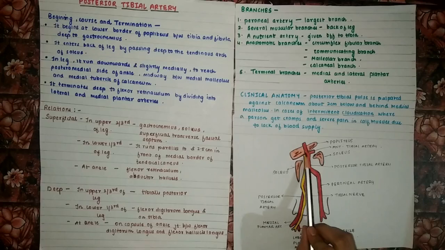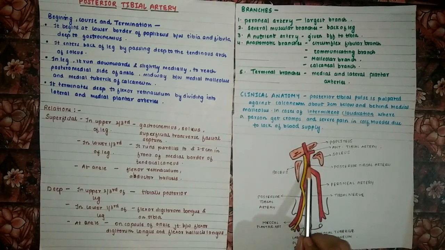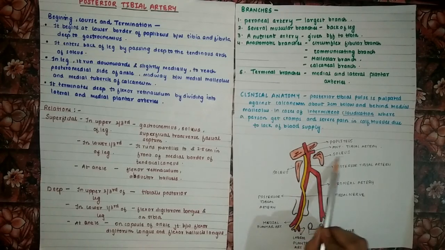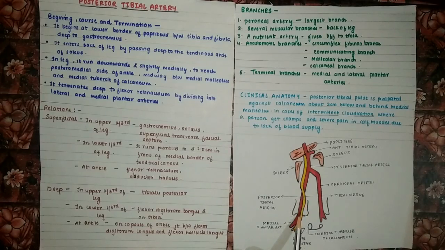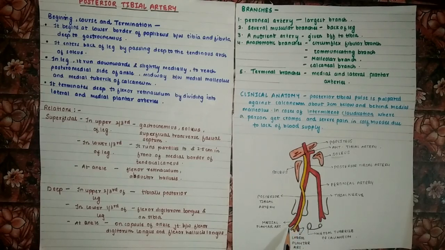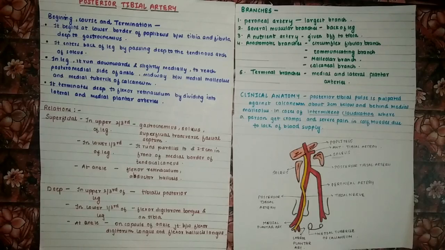It begins at the lower border of popliteus muscle, then between the tibia and the fibula, then it passes deep to gastrocnemius muscle, then it runs to the back of the leg by passing deep to the tendinous arch of soleus. It runs downwards slightly medially to reach the posterior medial side of ankle, midway between medial malleolus and medial tubercle of calcaneum, where it terminates in the flexor retinaculum by dividing into medial and lateral plantar artery. This was the course and termination of the posterior tibial artery.